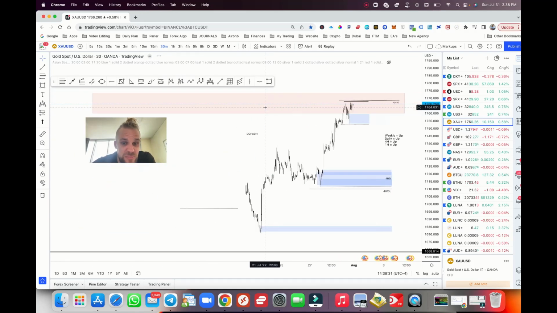You're basically guaranteed profit, even if it's a little bit of profit from every one of these zones, if you mark them up properly.